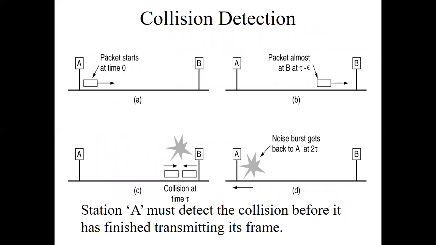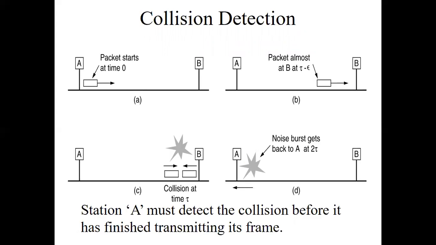So these are collision detection. Look at the first one. Packet starts at time 0. Packet almost at time B, it's about reaching. Now listen to what will happen. If B also sends, look at those packets, they are going to collide. When they collide, there will be noise.